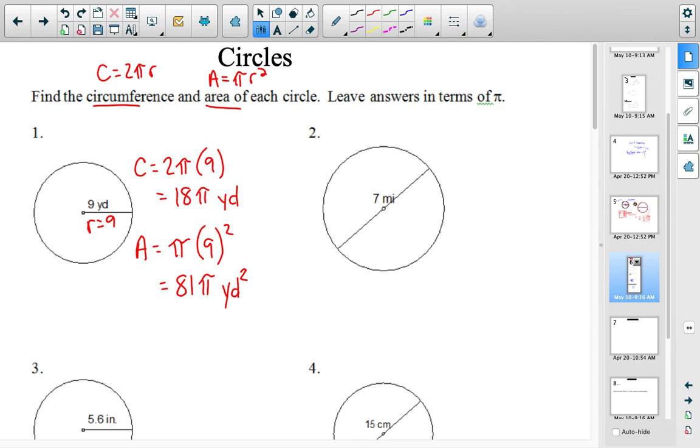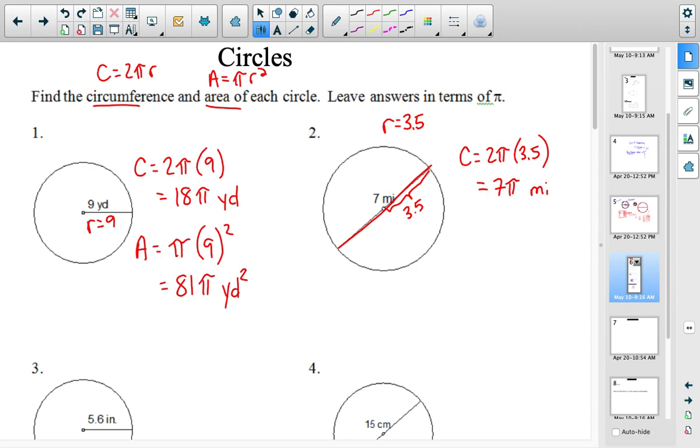I'm looking over here and I see this whole length is 7. That's my diameter, so I need just this part, which would be 3.5. So here, my radius is 3.5, and I'm going to go ahead and use my same formula as there. So circumference is 2 times pi times 3.5. Well, 2 times 3.5 is 7, so I'm going to get 7 pi miles.